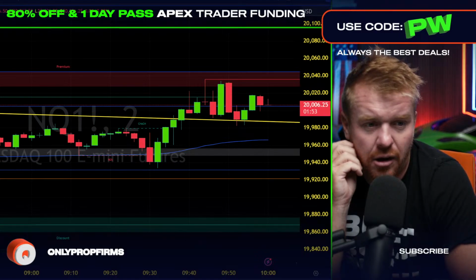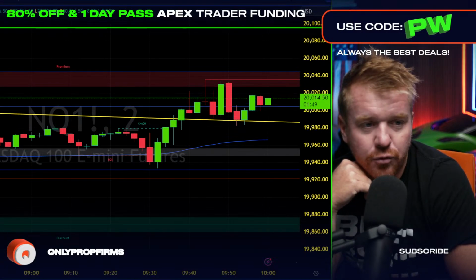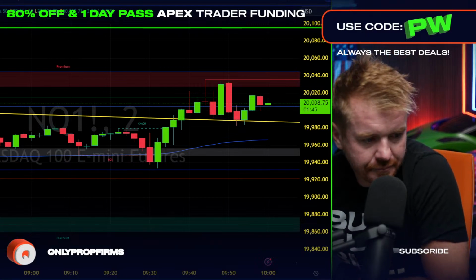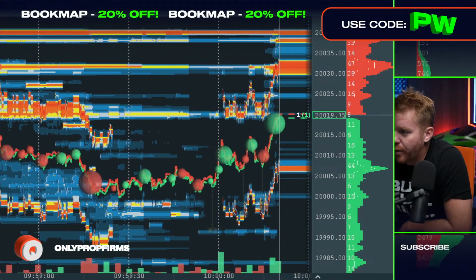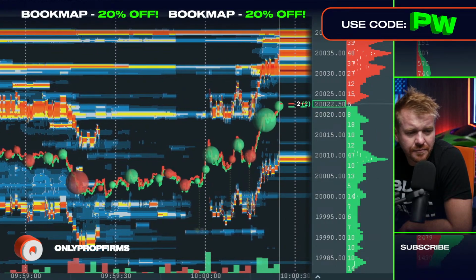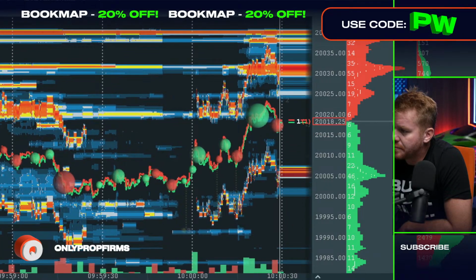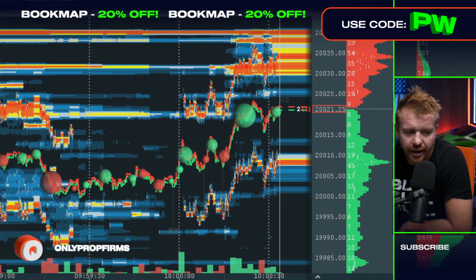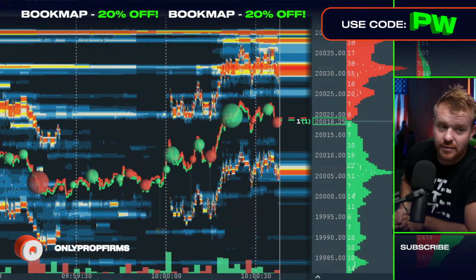All right, the news is out. If this thing rips through that 20 area, try to take out that 40s there next. Liquidity sitting there, trying to rip. I don't want to make a guarantee here, but I'm pretty confident this is going to break through 40.